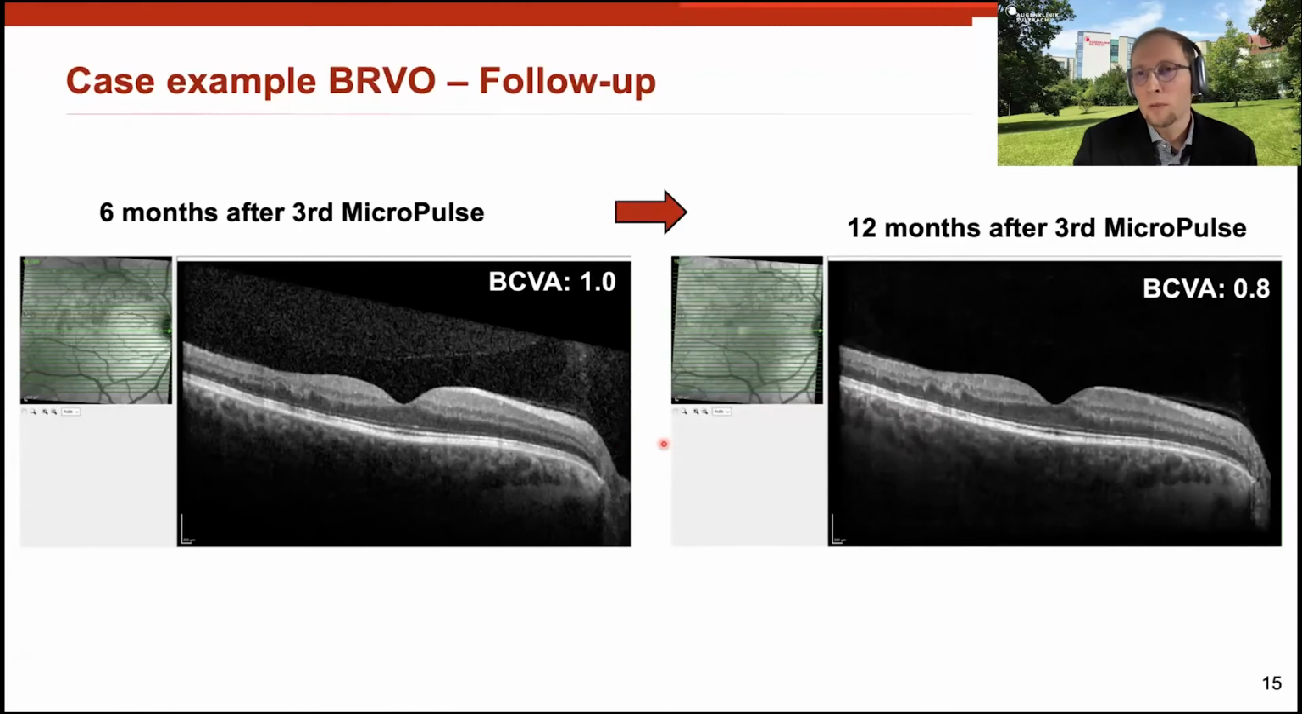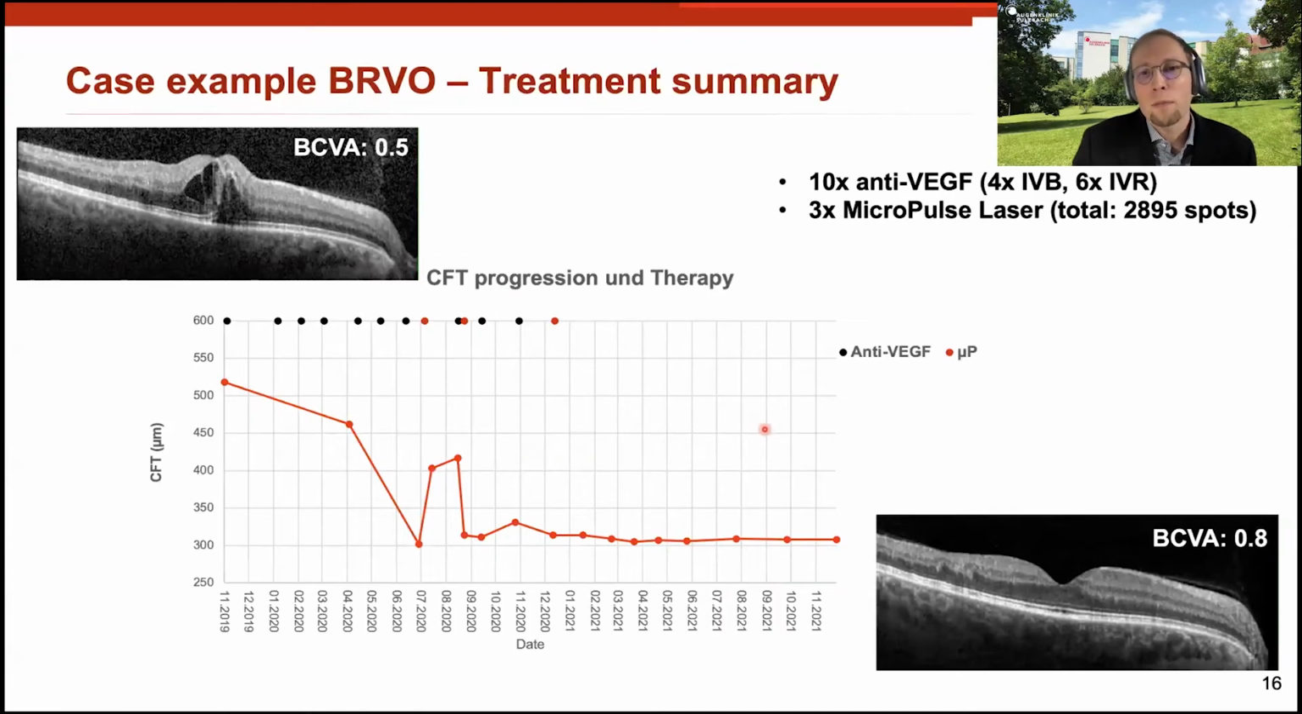12 months out, which was actually just a few weeks ago, he was still completely dry. His vision had slightly decreased to 0.8. It might have been his daily performance, which we know varies sometimes in patients, particularly in dark winter times, when dry eye can come in. And so this is the summary of his therapy.